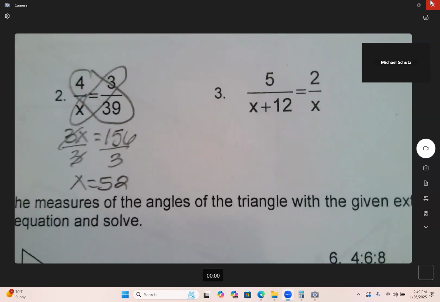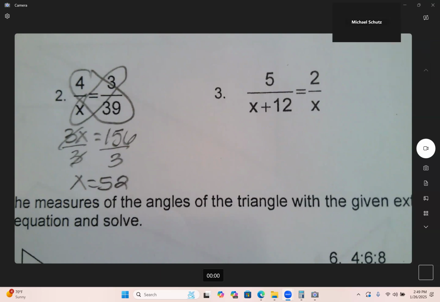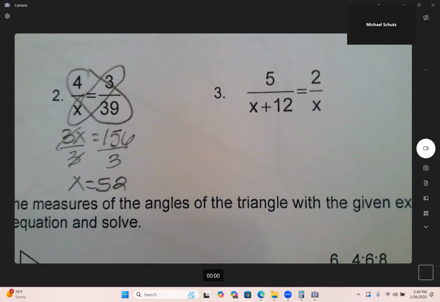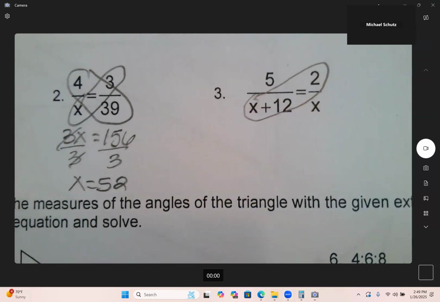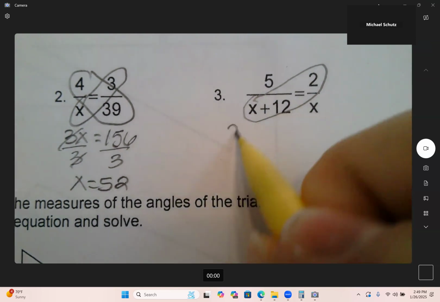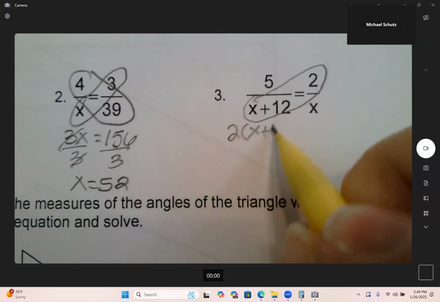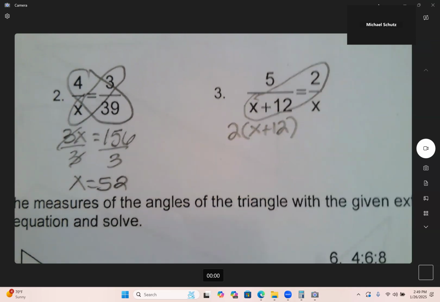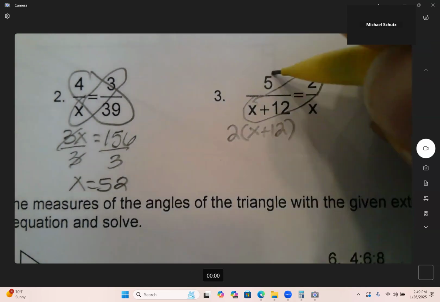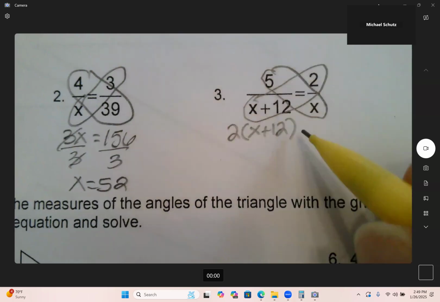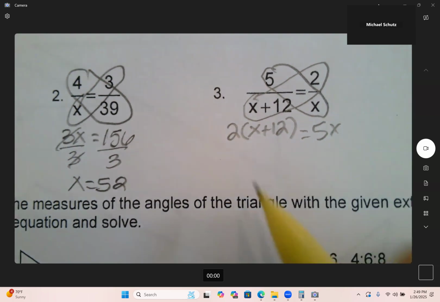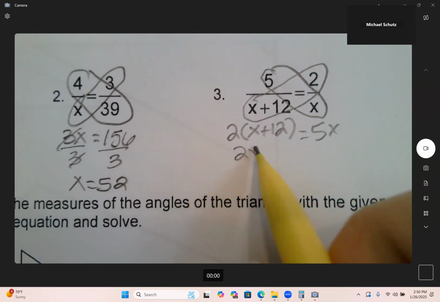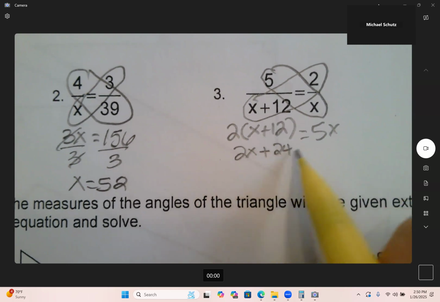All right, so now I'm going to move on to number 3. In problem number 3, we this time do have a little bit of difference here where we have a plus sign. So anytime you have a plus sign, you are going to need to use parentheses around that. So 2 times (x plus 12) equals 5 times x, which is just 5x. And now we'll distribute. So 2 times x is 2x. 2 times 12 is 24.